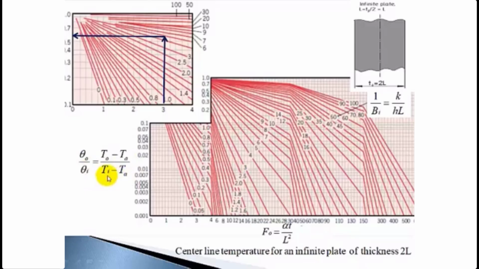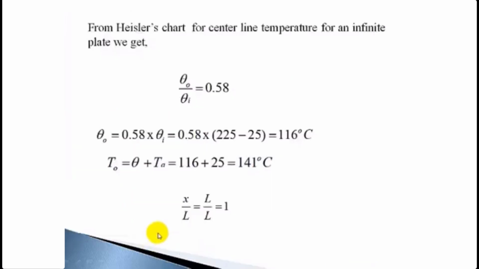Initially it was 225 degrees centigrade and ambient is 25, so it is 200, and this is also known. This is the quantity which is required: theta naught by theta I you are getting. So let us go to the next slide.